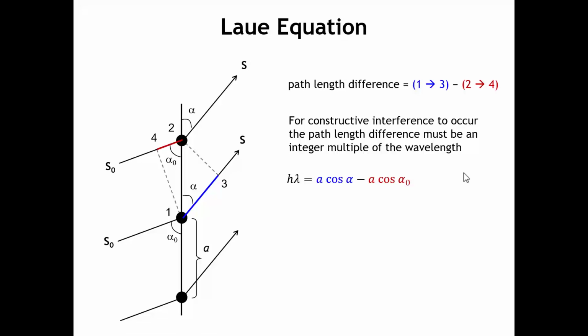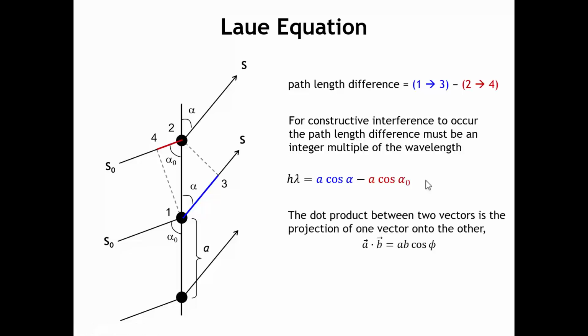Now before we leave this, let's derive the more familiar form of Laue's equation. We already worked out that the path length difference 1,3 minus 2,4 is given by this equation. But we could also express this in a vector notation, and to do that, we're going to take advantage of the dot product between two vectors. If you have vector A and vector B, the dot product of the two is the magnitude of A times the magnitude of B times the cosine of the angle between them. So when the two vectors are parallel, the dot product is just the product of the magnitudes. When the two vectors are perpendicular, the dot product is 0.